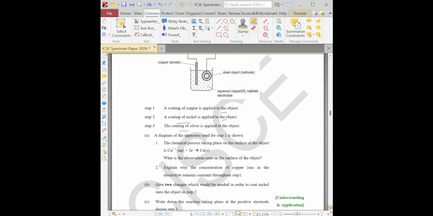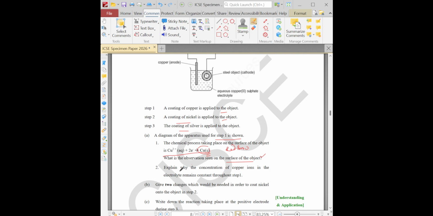Now in step 1, it says a diagram of the apparatus used in step 1 is shown. Now the chemical process taking place on the surface of the object is this. Okay, what is the observation seen? Now look here, what is happening? There is copper and solid, so that means there is deposition of copper on the object. Now what is the color of copper? It is reddish brown, so there will be deposition of a reddish brown coating of metal copper.